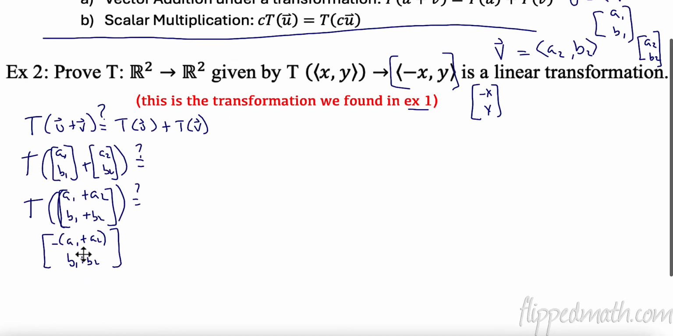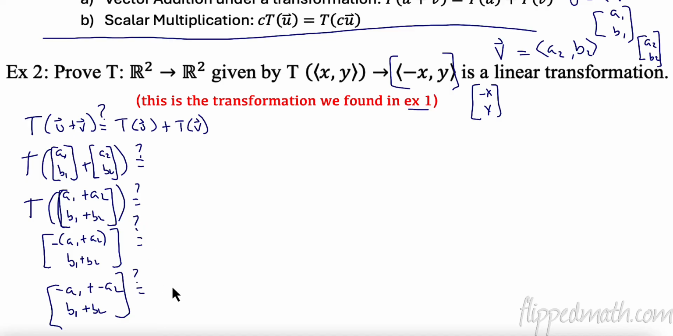So what is the opposite of this? That would give us negative a1 plus negative a2 over b1 plus b2. All right, now why did I use variables and not numbers? Well, the reason I use variables and not numbers is because it could work for certain numbers, but not all numbers. When we do and prove it with variables, it's got to work for everything.